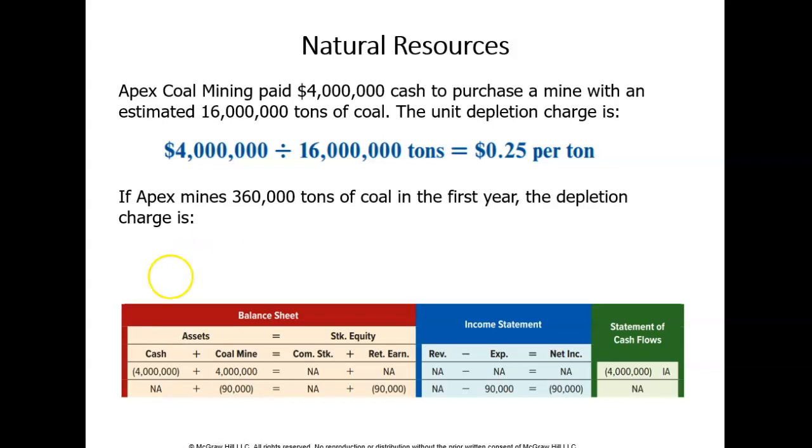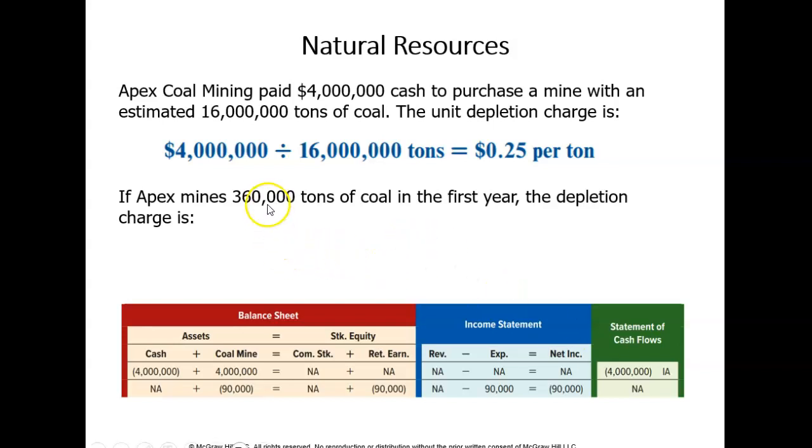So in our balance sheet, assume we paid cash to purchase the mine. First, the cash account decreased by 4 million. The coal mine, which is an asset, increased by 4 million. That 4 million will be shown as an outflow of cash as an investing activity.